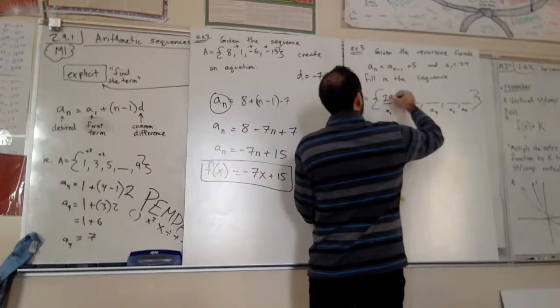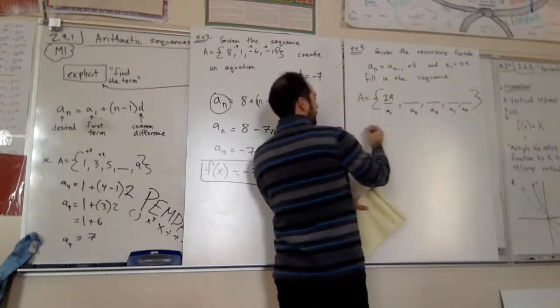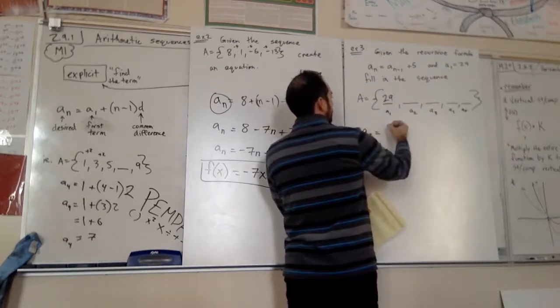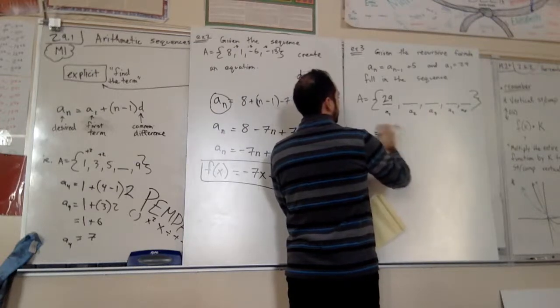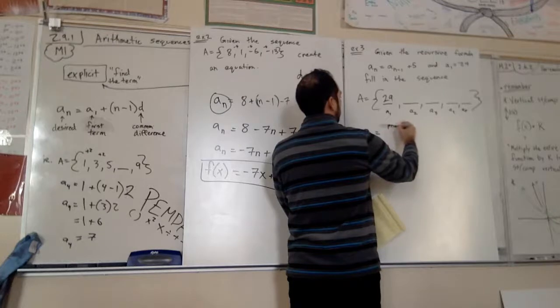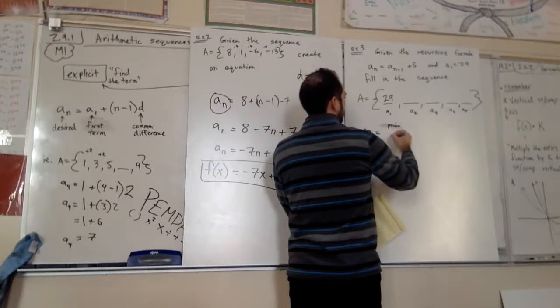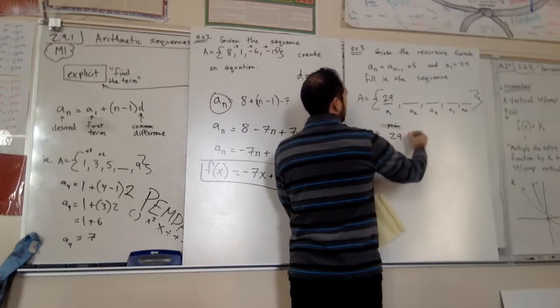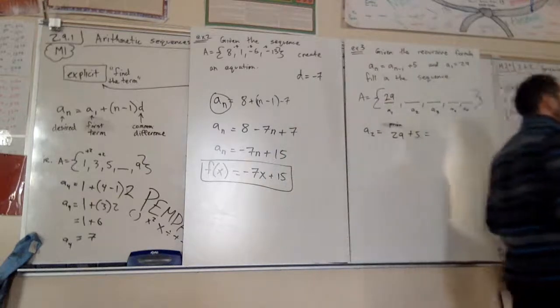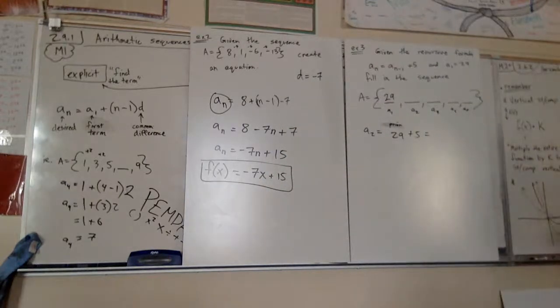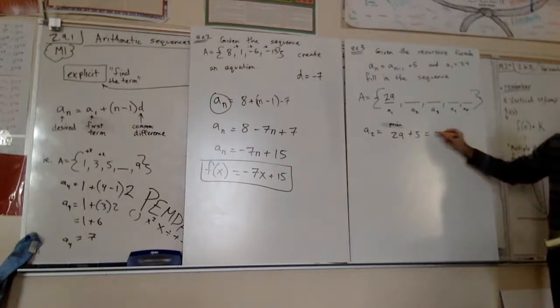We got 29. Now watch. If I want to find A sub 2, I look to 2 minus 1. I look to basically the prior, which is 29, plus 5. That's going to give us our A sub 2. You can make your lines like you're showing your work really quick this way. So watch. This is my D value. So I add the D value to the prior, and I get 34.